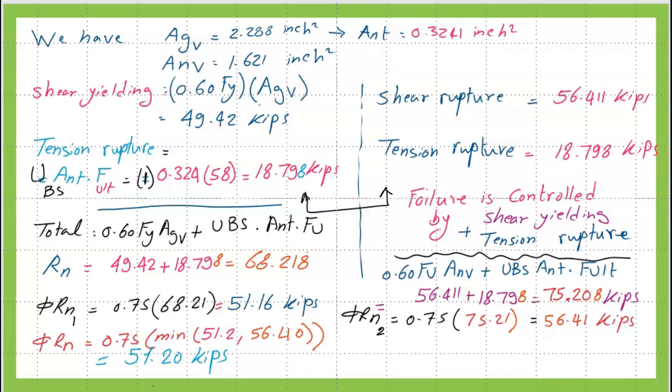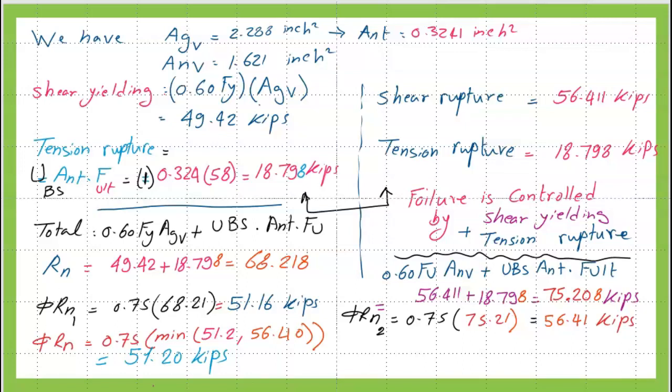The first case is the case of shear yielding and tension rupture. For that case, the shear stress is equal to 0.6 F yield, while the tension stress is F ultimate acting on the net area of tension. Please refer to the left side of the slide. Shear yielding is estimated as equal to 49.42 kips.